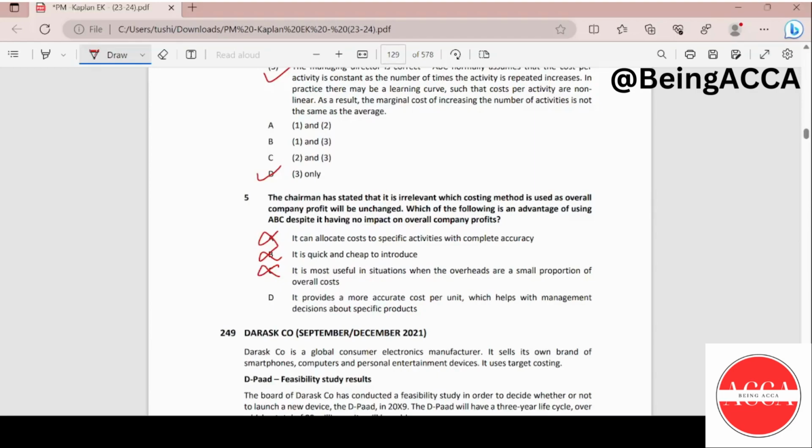However, let's read the statement. It provides a more accurate cost per unit, which helps the management with taking decisions about specific products. Now, this is true because since ABC allocates the cost according to the cost drivers, we get to have a more accurate cost per unit, and then management can take their decisions accordingly. With this, we have come to an end to this question.